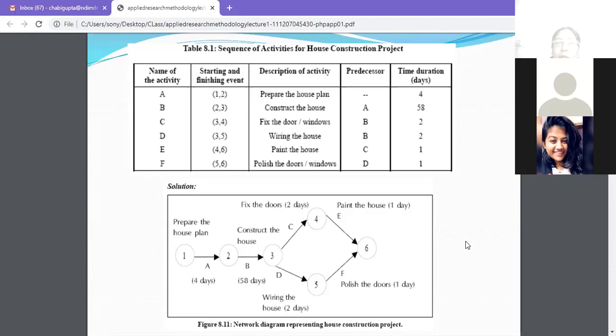I'm giving you 2-3 minutes. Quickly draw and see. These are important questions. They will be there in your exams.